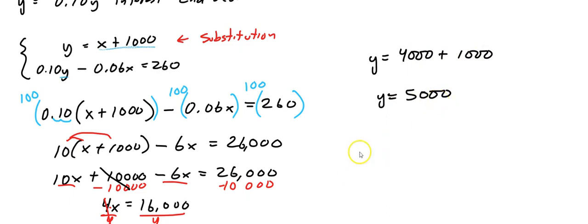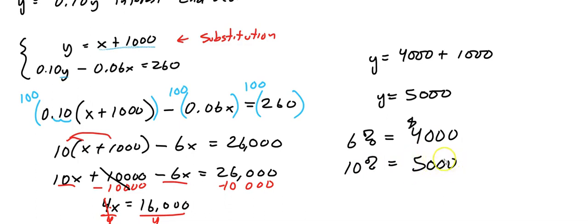Basically what it's saying is the first account, the 6% interest account, okay, it has $4,000. The 10% interest account has $5,000. So that would be the, right here, would be the principal. Principal. I think. Probably misspelled that. But let's continue on. Let's do a mixture problem real fast.